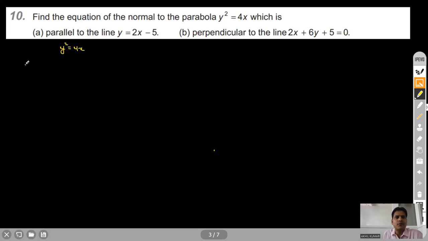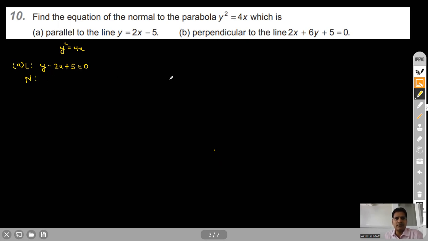And we have to, the given line, I am doing this part A. The given line is y minus 2x plus 5 equal to 0. Okay? Now we have to write the equation of normal which is parallel to this.